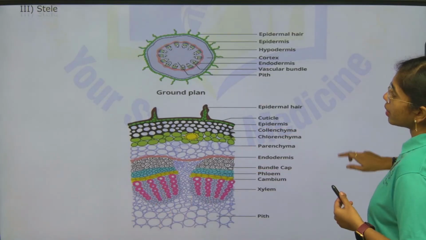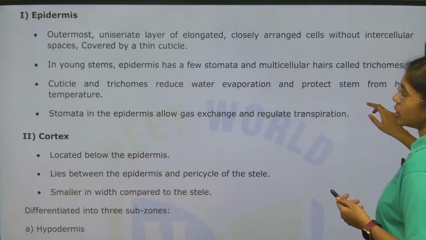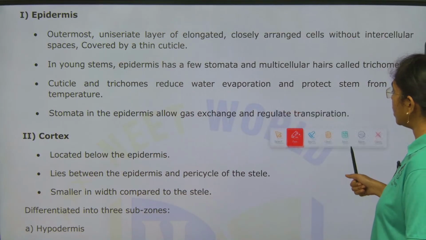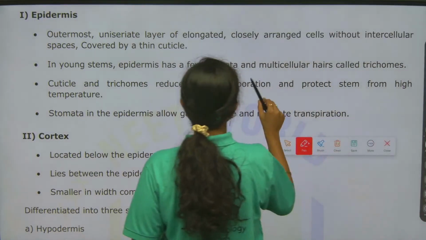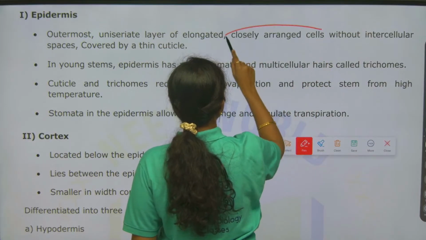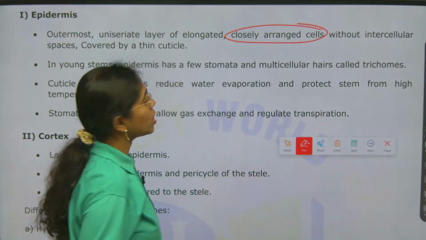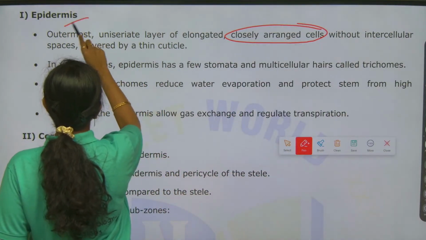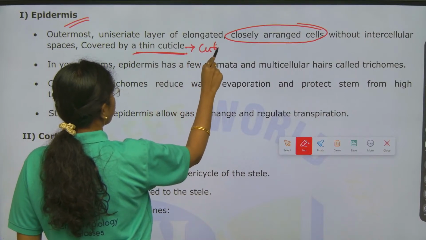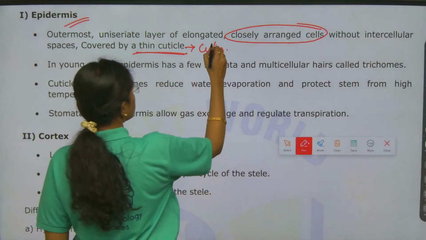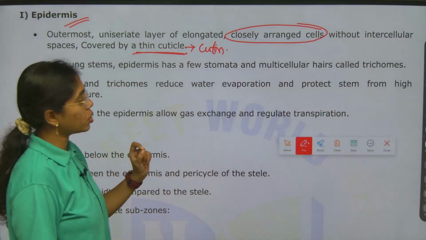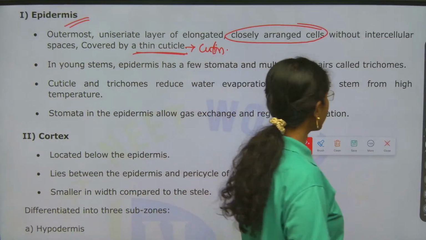First is the epidermis, the outermost uniseriate, single-layered layer, with elongated, closely arranged cells, without intercellular spaces. Above the epidermis it is covered by a thin cuticle consisting of cutin, which is impervious to gaseous exchange. Young stems have a few stomata in the epidermis.